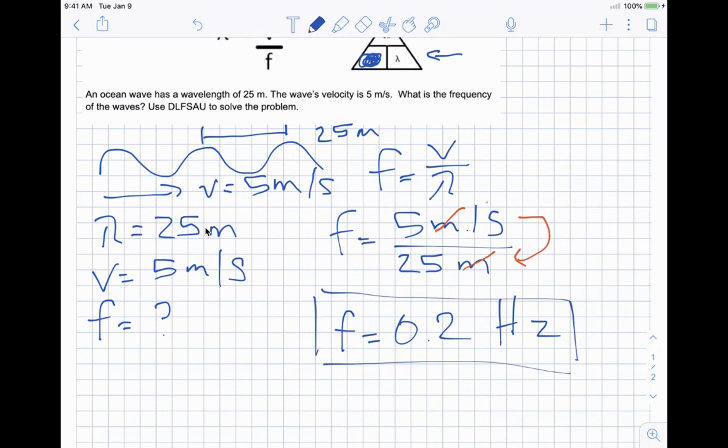Now we check and make sure, does that make sense? Hertz is what we use to measure frequency, and that is what we are solving for. So yes, that is a good example of checking your work at the end and making sure that the units you ended up with actually make sense for the value that you're solving for.